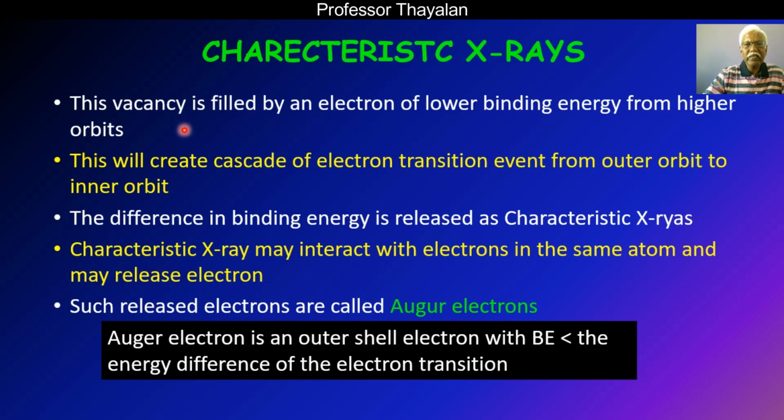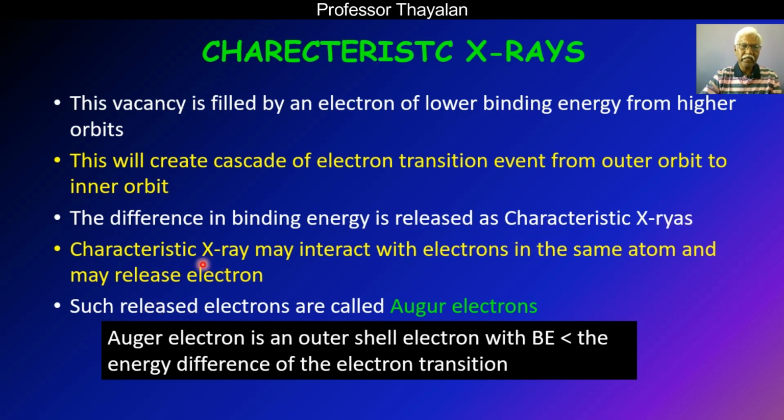Let us see how the characteristic X-rays are produced in the photoelectric effect. Once there is a vacancy, this vacancy is filled by an electron of lower binding energy from a higher orbit. This will create a cascade of electron transition events from outer orbit to inner orbit. The difference in binding energy is released as characteristic X-rays.